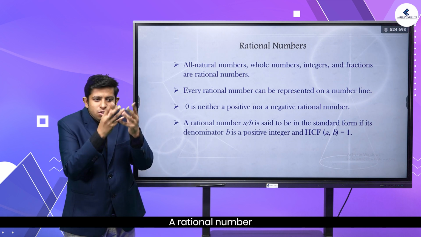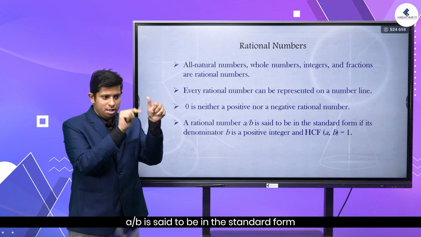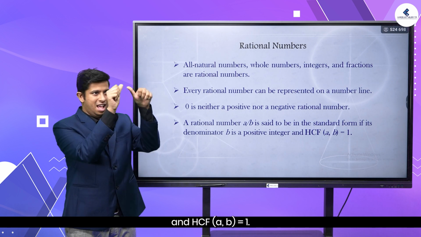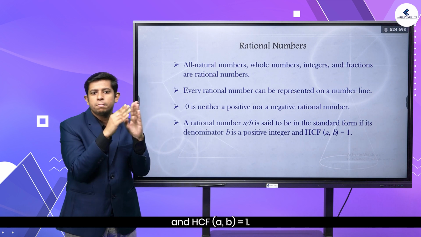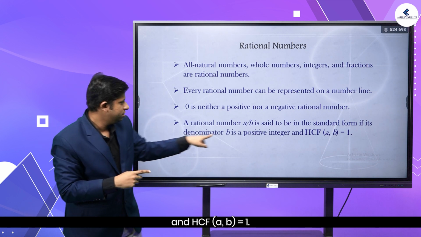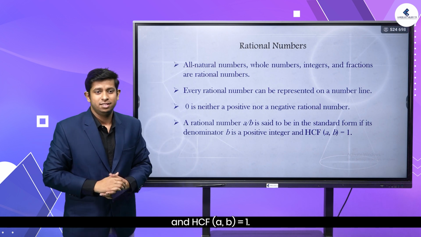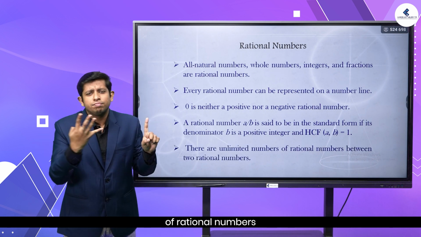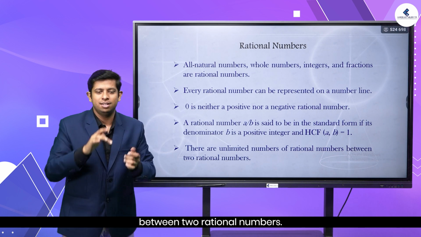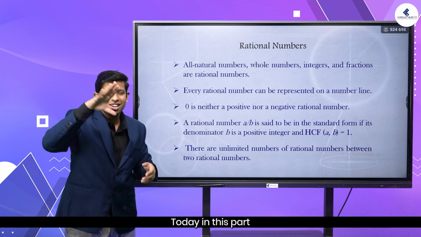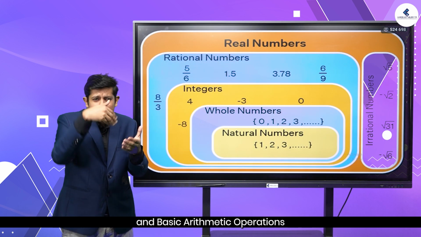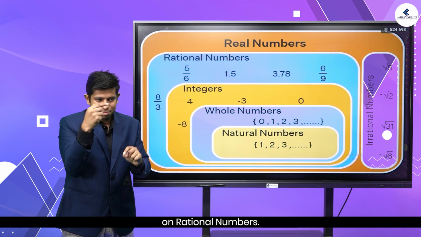A rational number a by b is said to be in the standard form if its denominator b is a positive integer and HCF(a, b) is equal to 1. There are unlimited numbers of rational numbers between two rational numbers. Today, in this part, we are going to see the comparison of rational numbers and basic arithmetic operations on rational numbers.